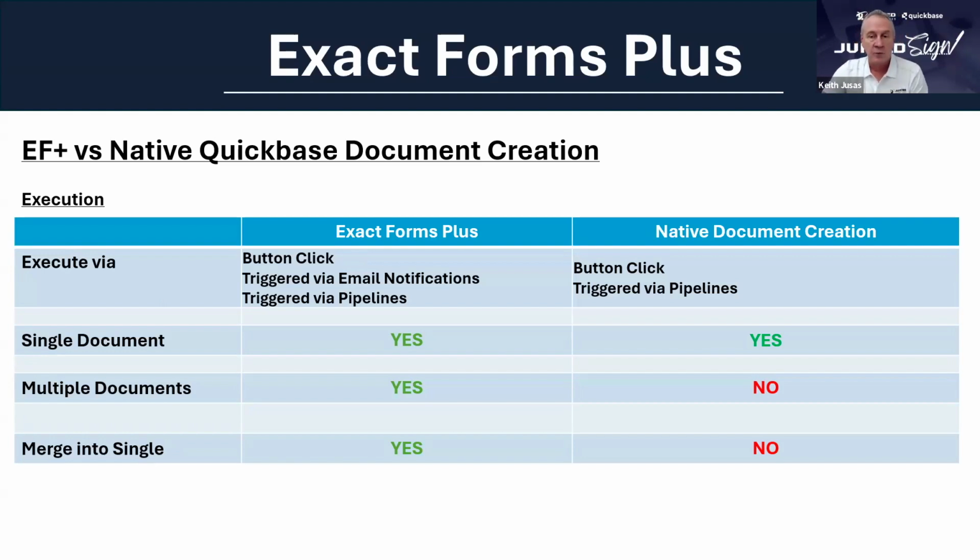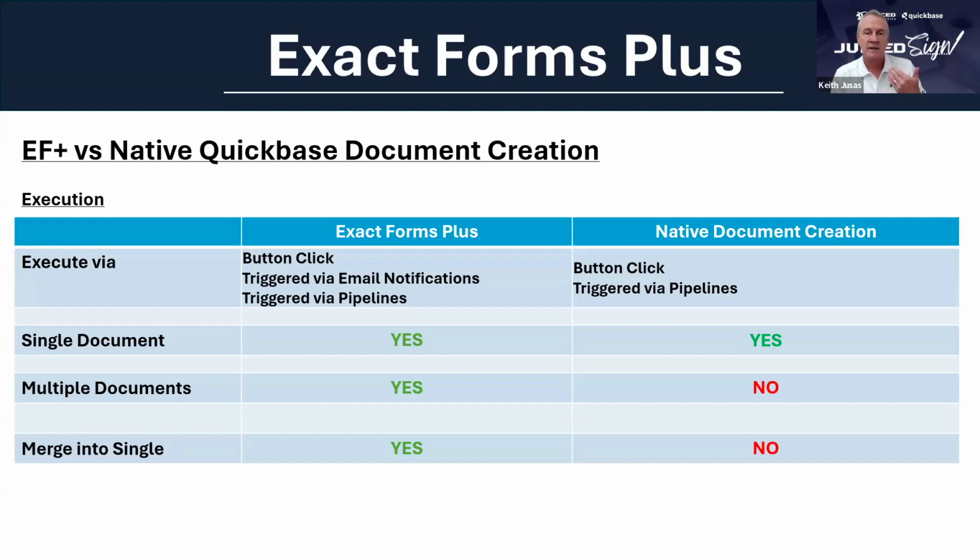Right. So when you actually kick off to generate documents, they're both done through a button click. So you click a button to generate the document. Exact Forms Plus can be triggered via email notifications as well as pipelines, and you can also trigger native document generation through pipelines. So they both allow you to generate a single document at a time. Exact Forms Plus obviously will allow you to do multiple documents at one time. And that's through our batch processor as well as our regular web version of Exact Forms Plus. You can't do multiple documents in the native template builder unless you introduce pipelines.